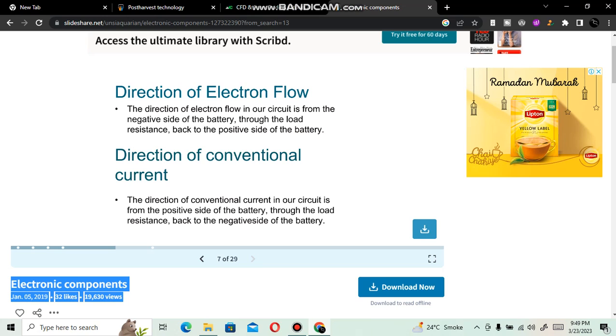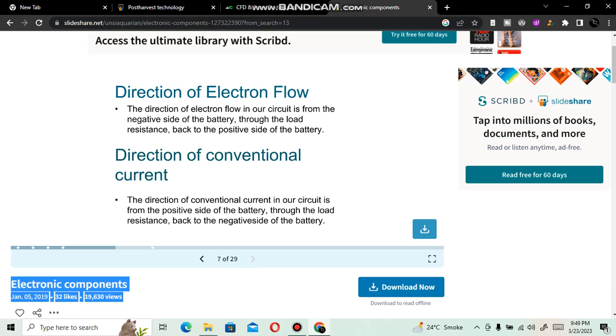Direction of electron flow. The direction of electron flow in our circuit is from the negative side of the battery through the load resistance back to the positive side of the battery. Direction of conventional current. The direction of conventional current in our circuits is from the positive side of the battery through the load resistance back to the negative side of the battery.